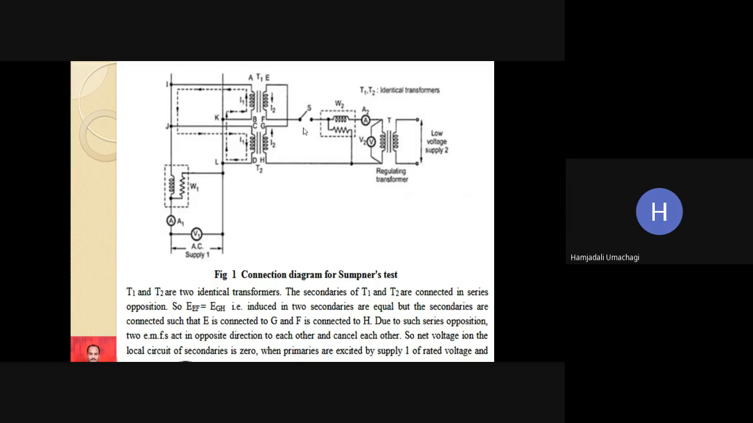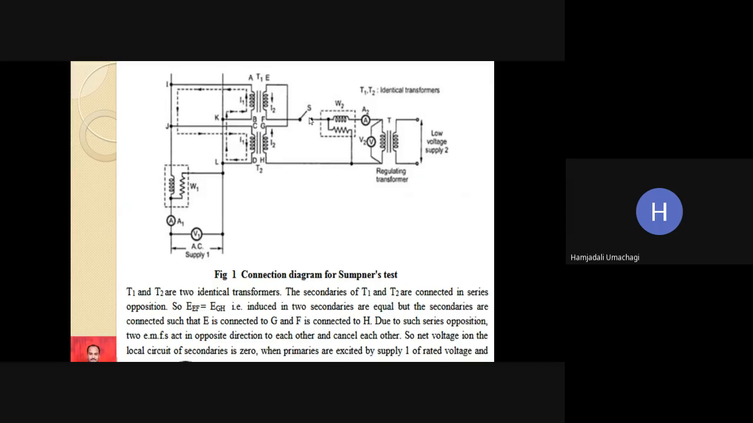There is no current flowing in the loop. Apart from this, we are using two wattmeters here. This is wattmeter W1, which is connected across the AC lines, and this is wattmeter W2, which is connected on the secondary of the transformers. W1 reads iron loss or constant loss, whereas W2 will read copper loss or variable losses.